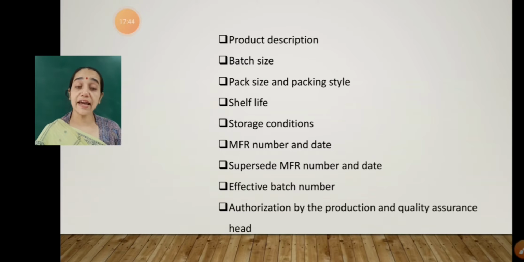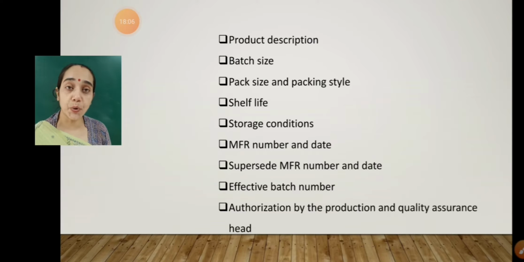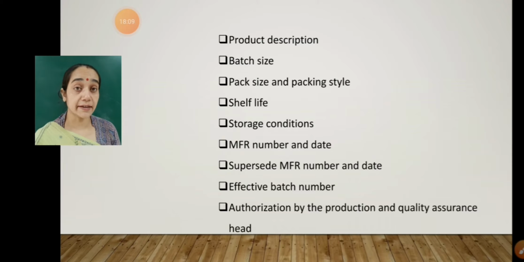So the shelf life of the product will be justified in your master formula record. As I have discussed, different products have different shelf lives, so according to the nature of the product which we are reporting here, the shelf life will be given. The next is the storage conditions, meaning how the product should be stored. It should be stored under cool conditions, or in frozen conditions, or at room temperature on your shelves, or at any other condition.